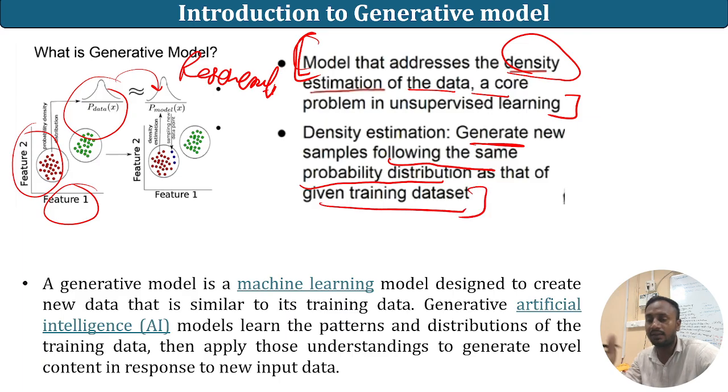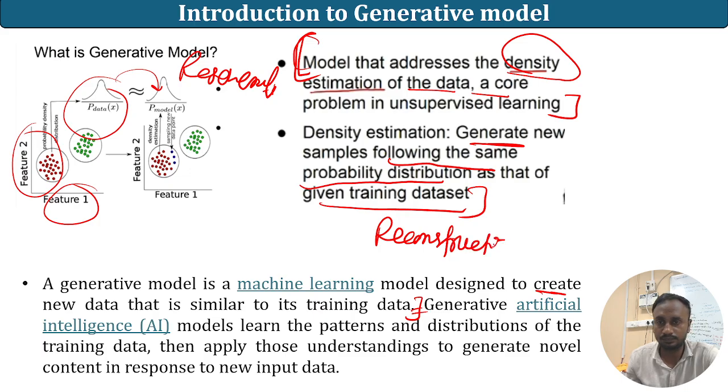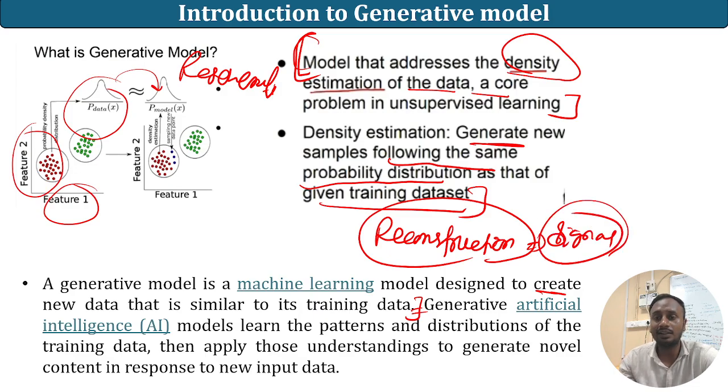We have some data set, and from that same data set, using the same distributions, we generate new data so that we can get a better understanding of the data. So a generative model is a machine learning model designed to create new data that is similar to its training data. It's something like creating reconstructions. If we talk about a signal, it's a reconstruction.